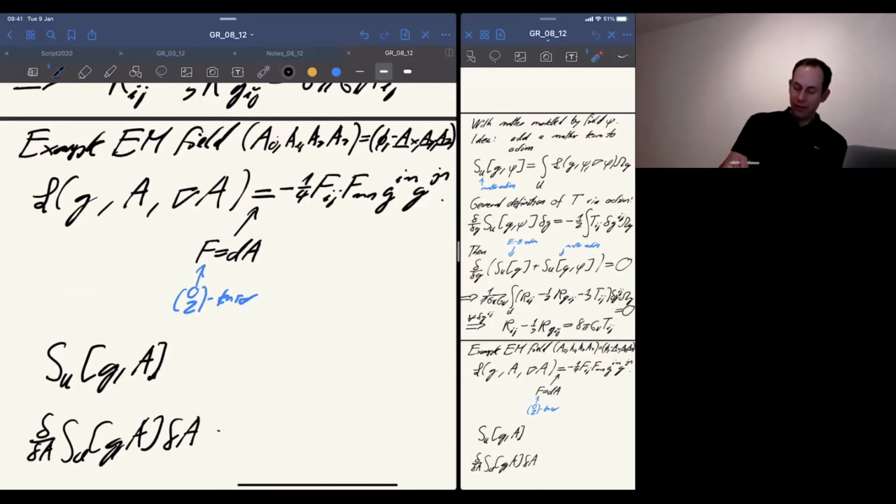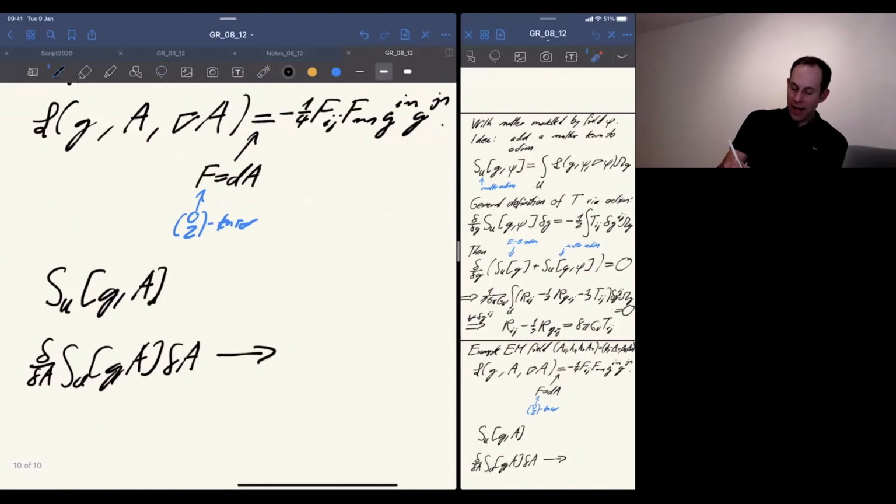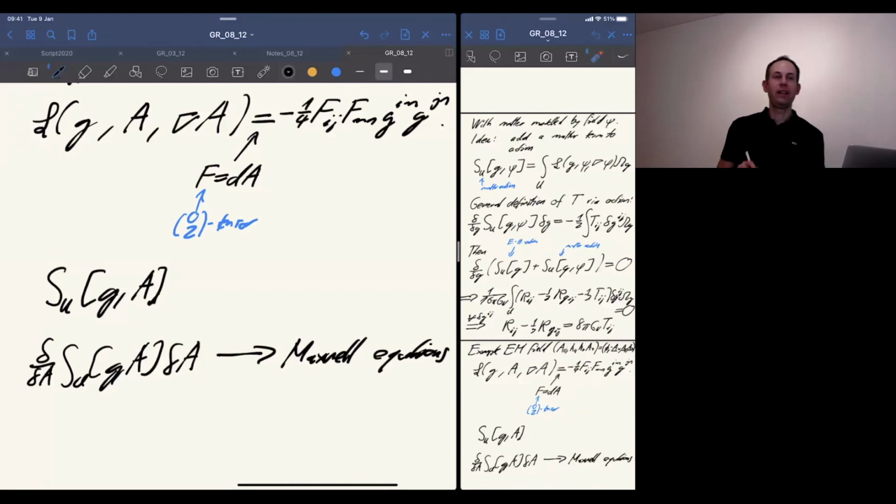What this gives are exactly the Maxwell equations. I will now not show these derivations. This derivation is analogous to the corresponding derivation in electrodynamics. It's given in the lecture notes if you're interested. But the point is that I have the same action.